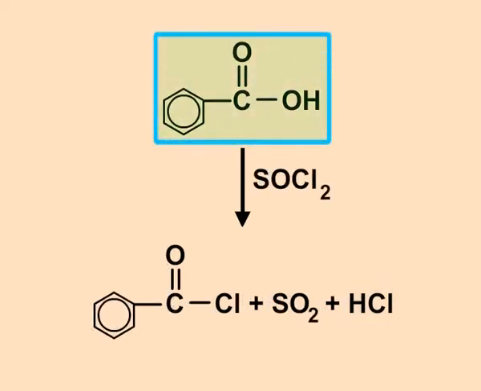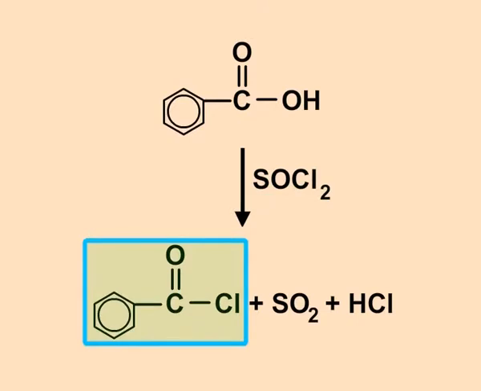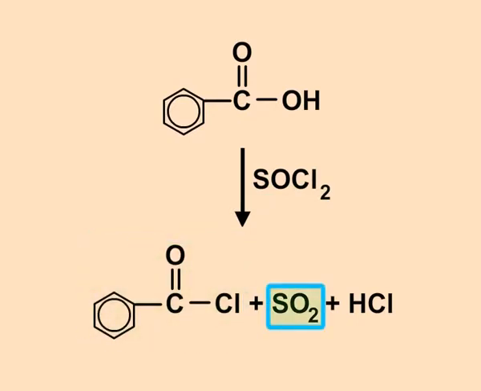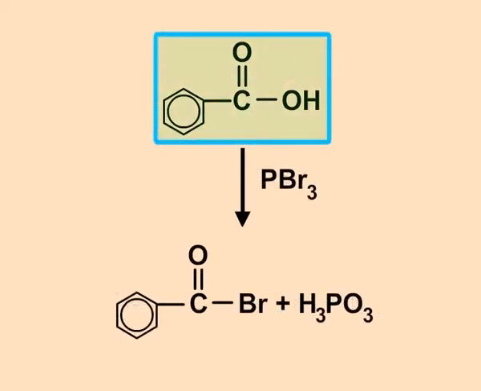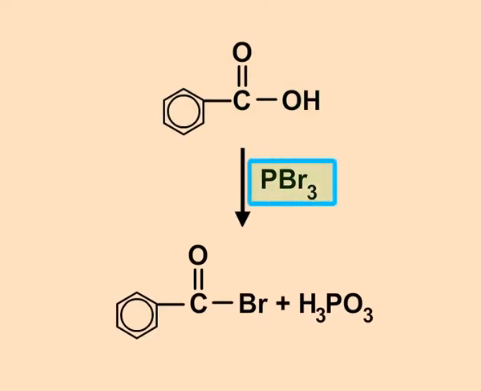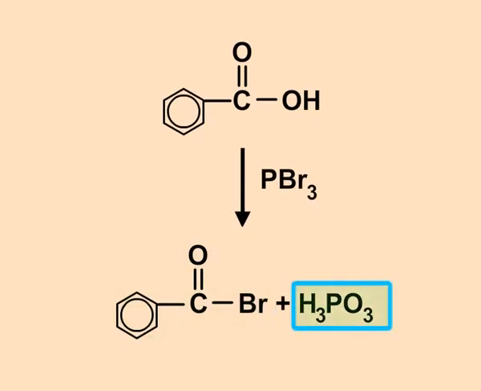Benzoic acid reacts with thionyl chloride to form benzoyl chloride, sulfur dioxide, and hydrochloric acid. Benzoic acid reacts with phosphorus tribromide to form benzoyl bromide and orthophosphorous acid.